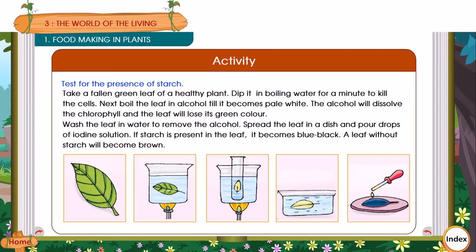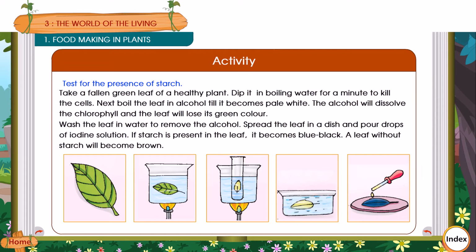Activity. Test for the presence of starch. Take a fallen leaf of a healthy plant. Dip it in boiling water for a minute to kill the cells. Next, boil the leaf in alcohol till it becomes pale white. The alcohol will dissolve the chlorophyll and the leaf will lose its green color. Wash the leaf in water to remove the alcohol.